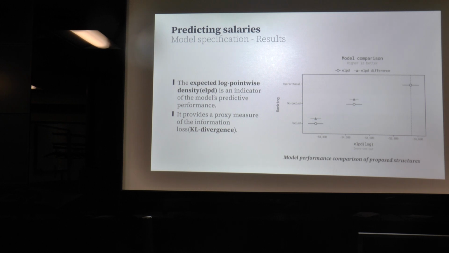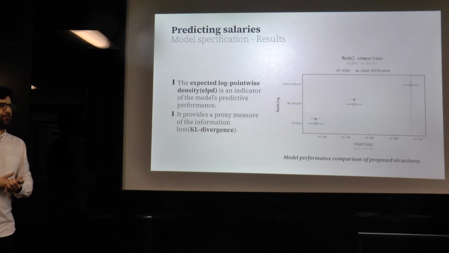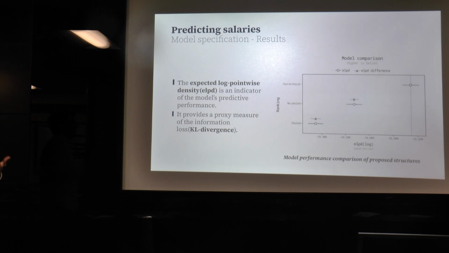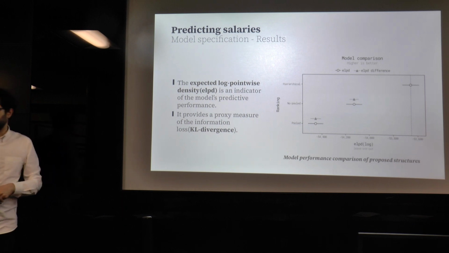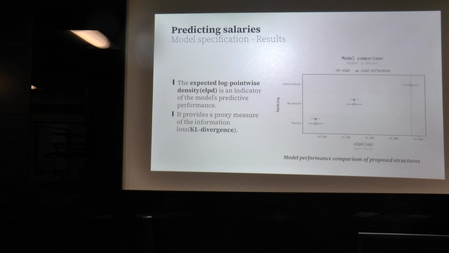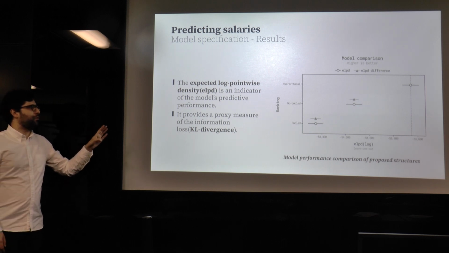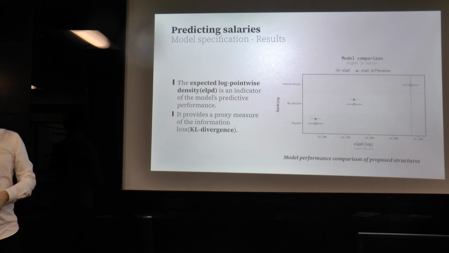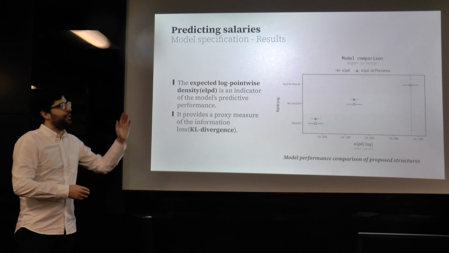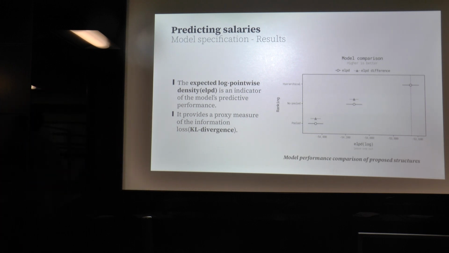Once we run these three models, we can see, as we expected, that introducing the hierarchical structure, we obtain better results than the other structures. Here we are using the expected log pointwise density measure. This is a proxy indicator that measures how much information we lost by using the distribution that we estimate instead of the true distribution. And the higher the better. It's a proxy measure of the KL divergence.